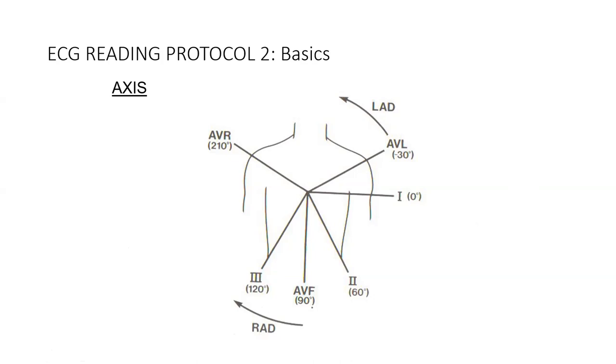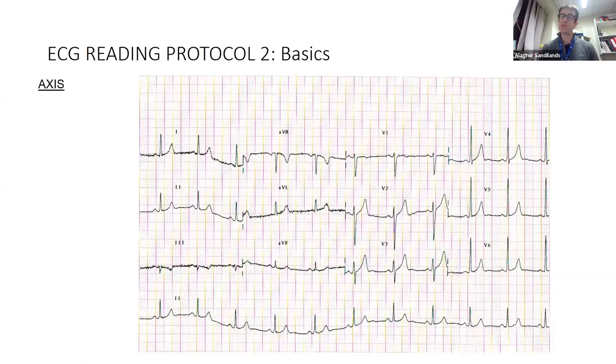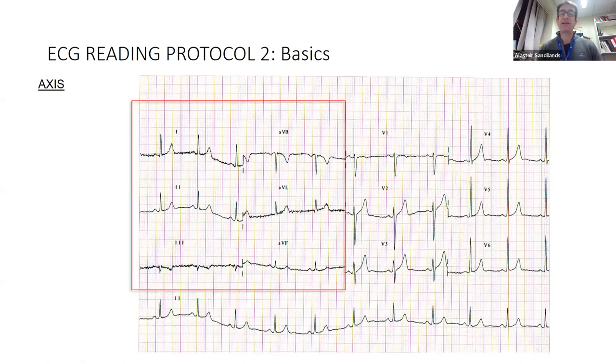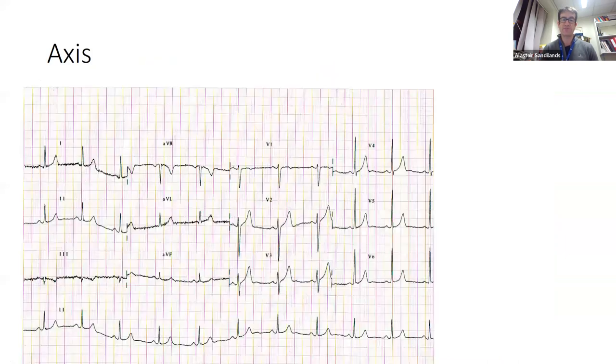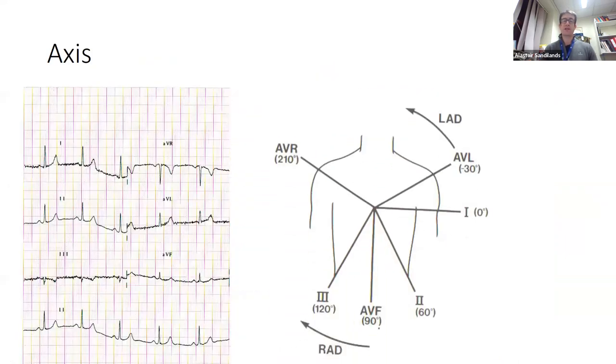What we have to look at carefully is that we're looking at the axis from the limb leads only. Don't confuse yourself. Don't look anywhere else on the ECG to calculate the axis. We're not looking at the chest leads. So limb leads only, and the thing that we're looking for is the most positive lead. Okay, so in this example, if you look here, what is the most positive lead?